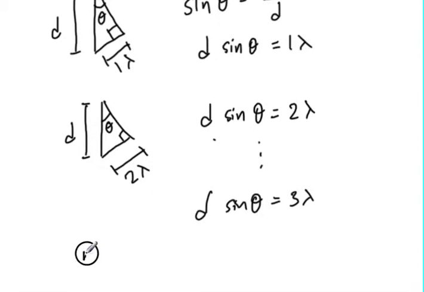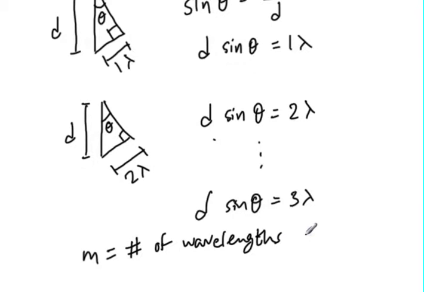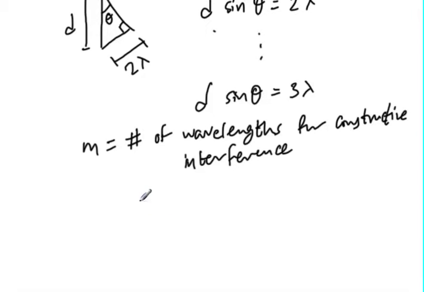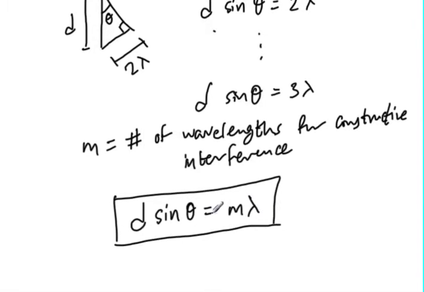If we let m represent the number of wavelengths for constructive interference, then the equation just becomes d sine theta is equal to m lambda. And that's our equation for the Young's double slit.